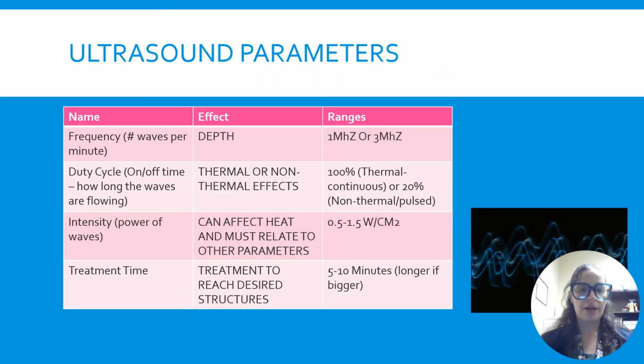All right, so here are our parameters. Know what the effect is of each parameter. Frequency affects depth, how far or deep it goes. Remember, it can be a deep agent, a deep modality. So if we say that anything is deep, it means it goes past 3 centimeters of tissue. 1 to 3 is superficial, 3 to 5 is deep. Okay. Duty cycle is the main thing that is going to affect if it's thermal or non-thermal. 100% for thermal, 20% for non-thermal. We also call non-thermal pulsed, and we also call thermal continuous.